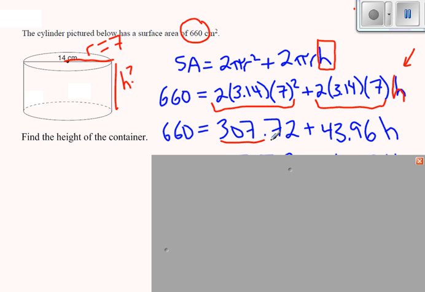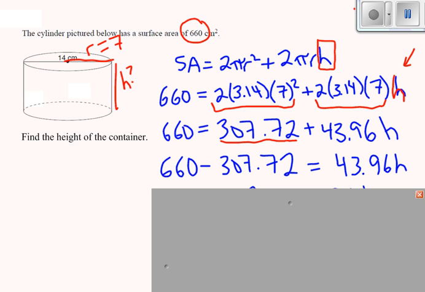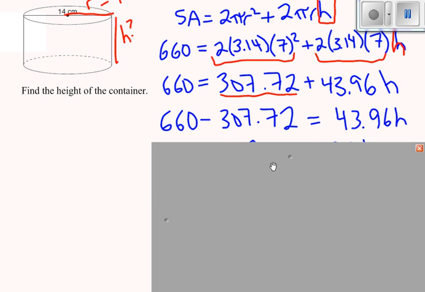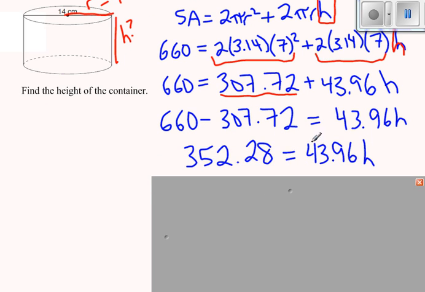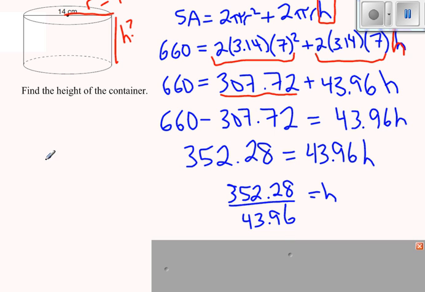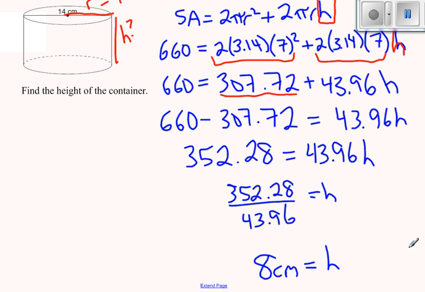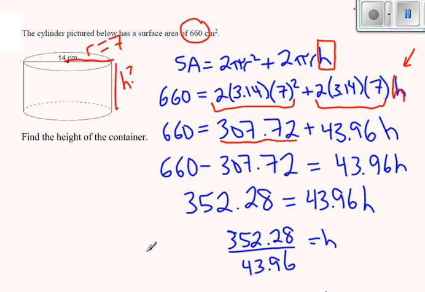So at this point here, again, it should be automatic for you to isolate or solve for h. So we're going to subtract 307.72 from both sides. So I'm left with 43.96 times h. So to get rid of that, I obviously need to divide by 43.96. So that division in my calculator gives me a value of 8.0 centimeters for the height. So a pretty straightforward question. You just have to be careful with your solving and algebra.